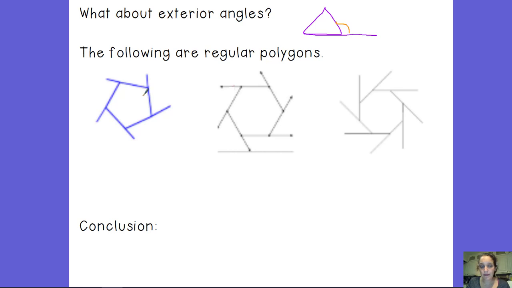So let's do some exploring. Let's say these are all regular polygons. So we just learned that in a regular polygon, all the angles are congruent. And if this is a regular pentagon, each of those interior angles is 108 degrees. We just talked about that. So these are all 108 degrees.